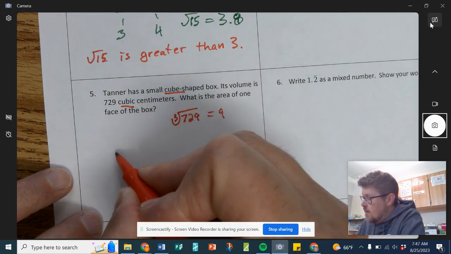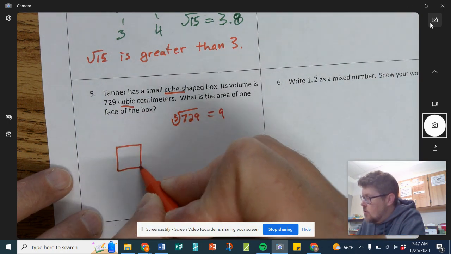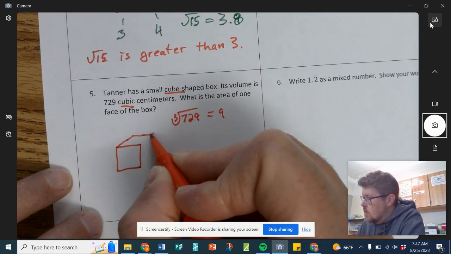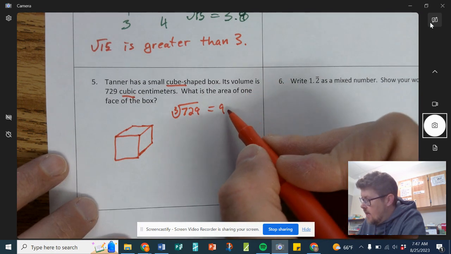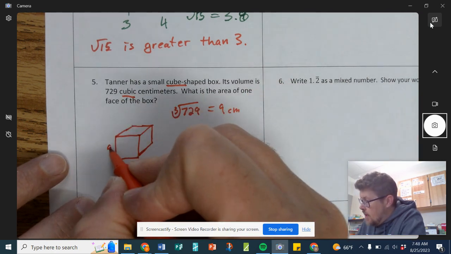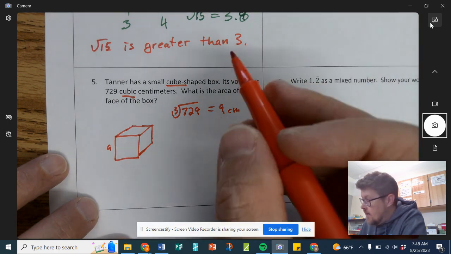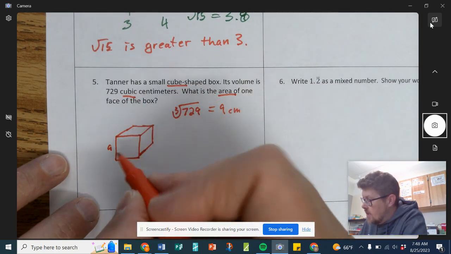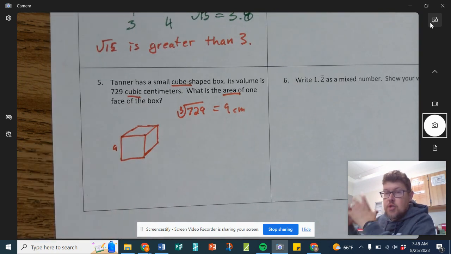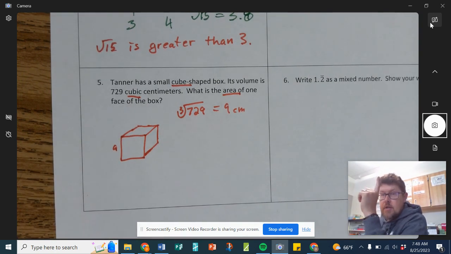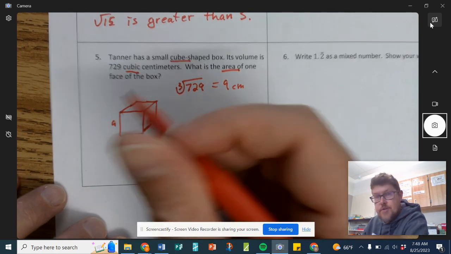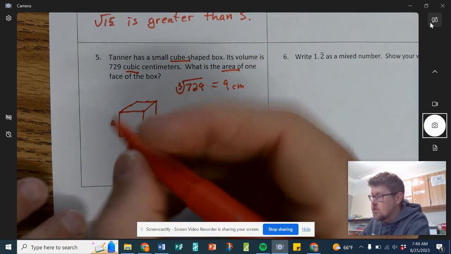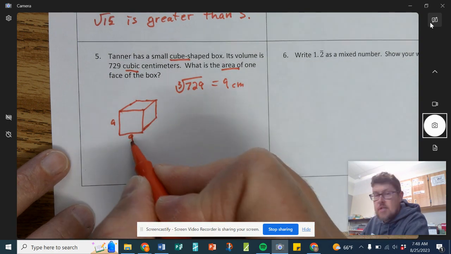Okay, so what that means is that we have this cube. The volume of it, all the space inside, is 729. This 9 centimeters means that one edge of it is 9. And now if we want to find the area of one face of the box, we've gone basically from a 3-dimensional cube to a 1-dimensional edge, and now we're going to a 2-dimensional area. Area is going to be side length times side length, and since this is a square on the front, cube, square, they're all like all the edges are the same measurement. It's one of the properties of them. We know that this is going to be 9 as well.